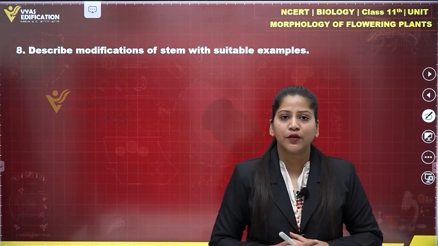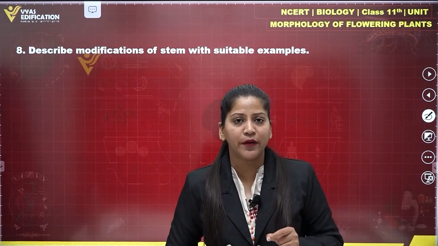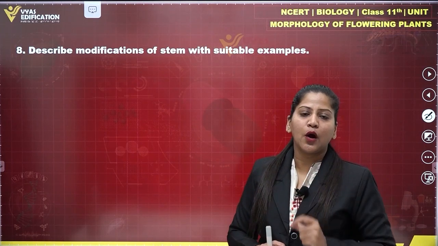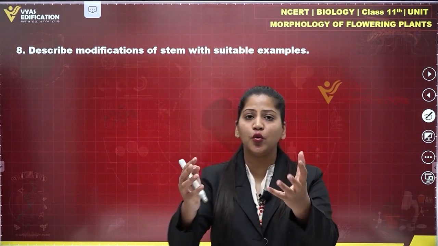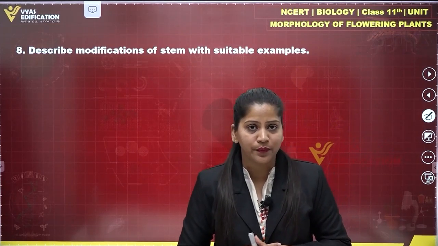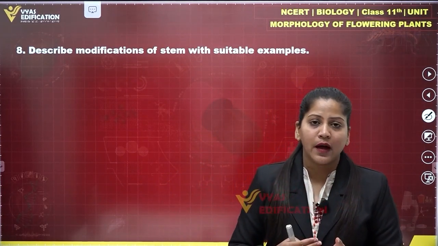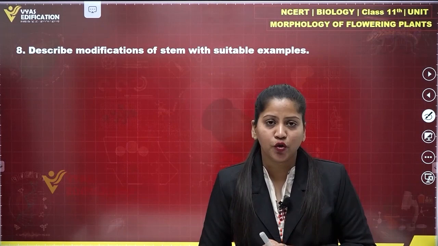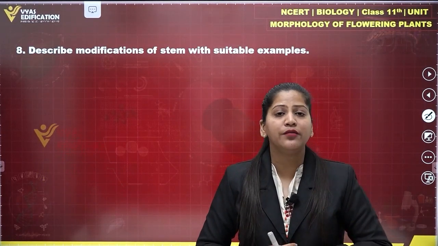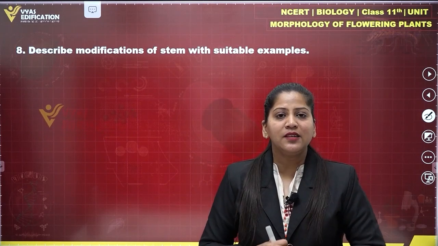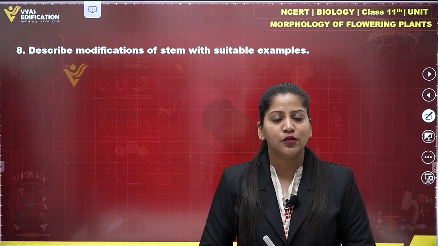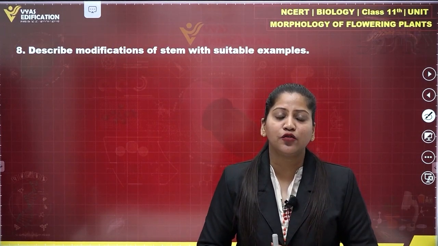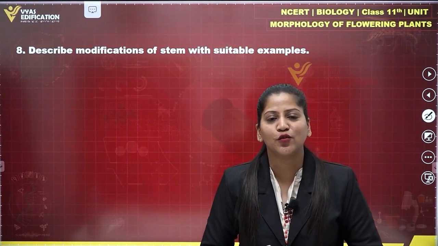Let's discuss the very first type, the storage and underground stem. Examples of this stem modification are rhizome, corm and tubers. You are familiar with these terms. Tubers are the modified stems of a potato. These tubers bear lateral buds or eyes, and these buds give rise to new potato plants.